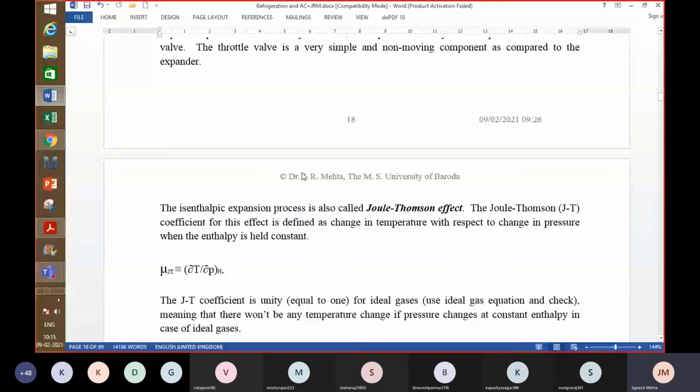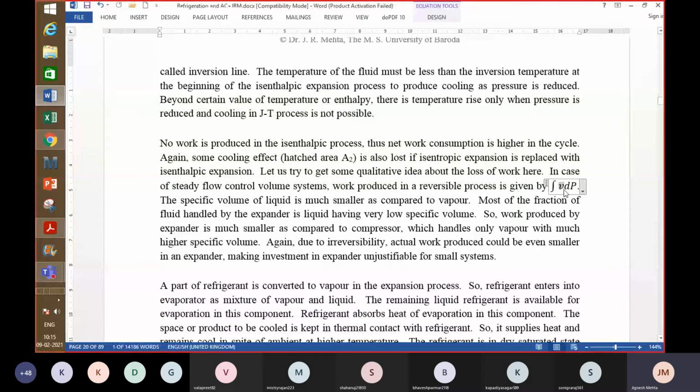So the specific volume is very small on the left-hand side, in the expansion process, as compared to the compression process. The compression process has a higher specific volume because it is dealing with vapor, but the expansion process deals mostly with liquid, where specific volume is much smaller, and dP is the change in pressure.